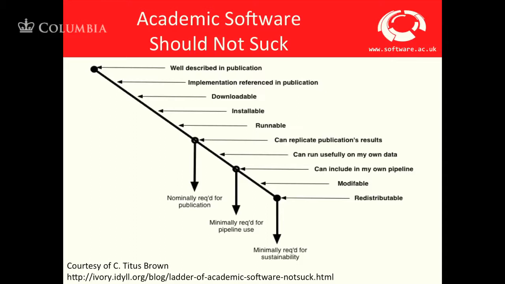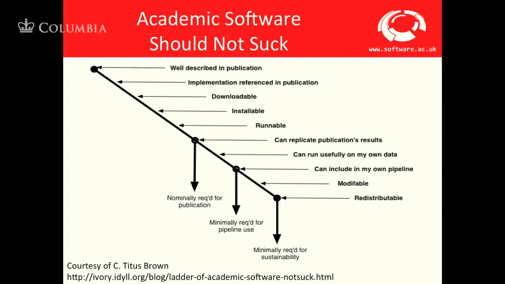So a bioinformatician called Titus Brown had a brilliant blog post earlier this year called The Ladder of Academic Software Not Suck. So he said, basically, that academic software should not suck. And what did he mean by this? Basically, he meant that we should be treating academic software in the same way that we're treating other research outputs. When we're publishing something, we should be making the software available so that people can see, but we should be going further than that. We should be making the software available so that it can be used in other people's pipelines, in this case, so in other people's work.